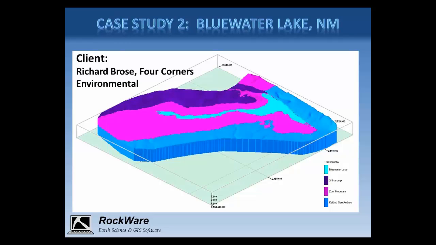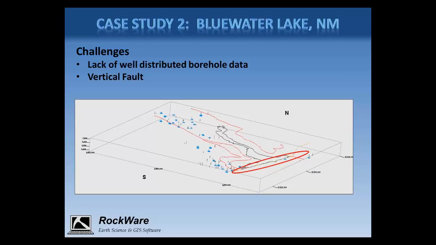The model displayed here is composed of 3 stratigraphic units and the BLUEWATER lake, which was treated as a stratigraphic unit in the model as well. We faced 2 main challenges during the creation of this model. The first was a lack of well-distributed borehole data. We had a very limited amount of borehole data just for a single stratigraphic unit. The second was the presence of a fault that was running along the eastern edge of the lake, and that's circled in this image.